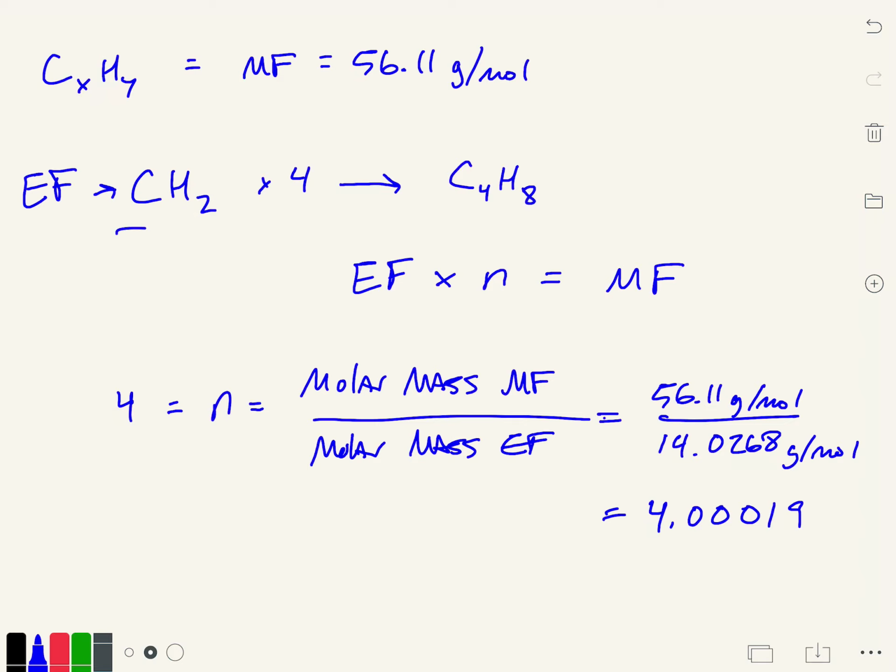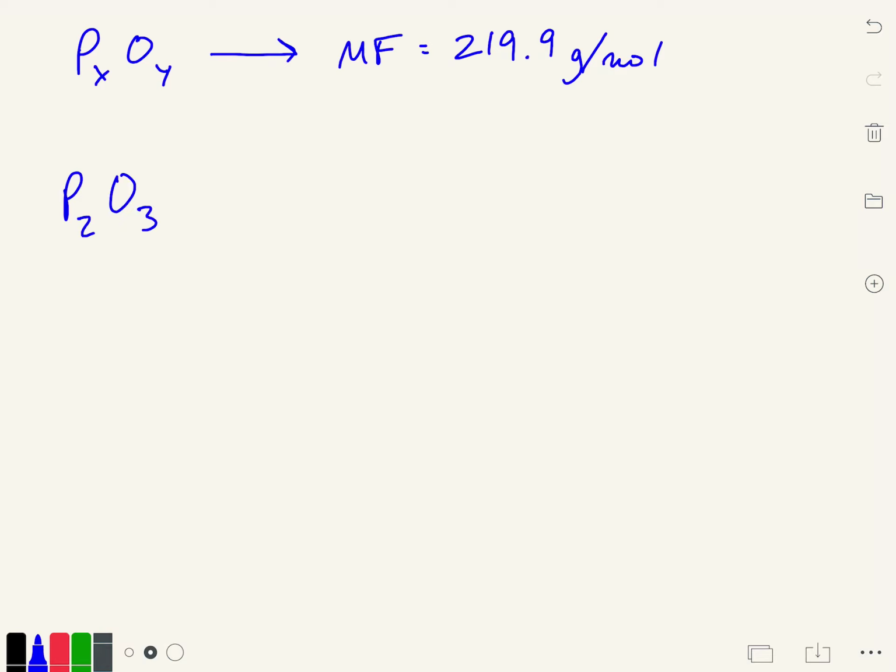Let's do another one. We've got a compound containing phosphorus and oxygen. The molar mass is 219.9 grams per mole. Our empirical formula we deduced to be P2O3. Let's find N. N is going to be 219.9 divided by whatever the empirical formula's molar mass is. We need 2 phosphoruses, 3 oxygens.